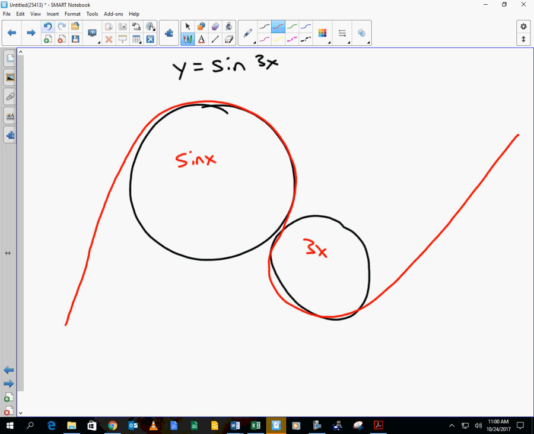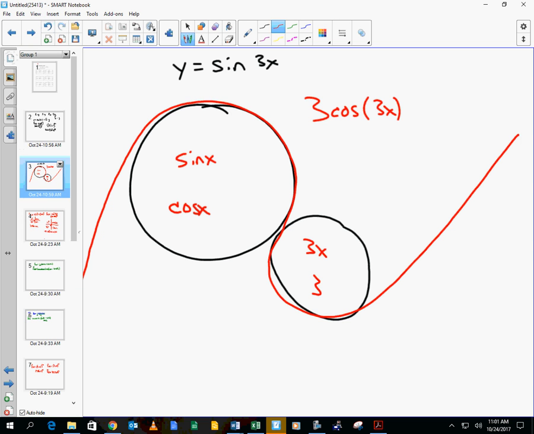Now, what is the rate of 3x? What's the derivative of 3x? 3. What's the derivative of sine? It's positive cosine. Okay? And so the derivative using the chain rule is the derivative of the inside times the derivative of the outside with the inside left alone. And that's how it works out. Okay? And it's really cool.